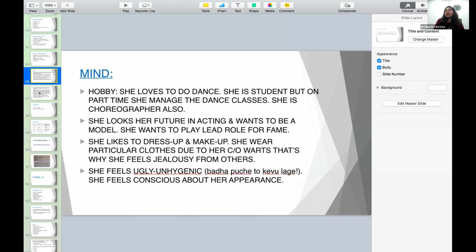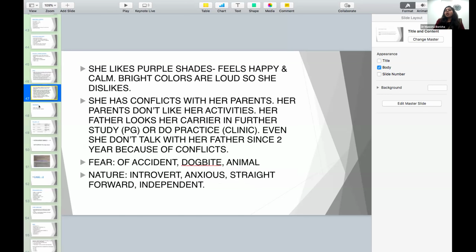That is why she feels jealousy from others. She feels ugly and unhygienic. She feels conscious about her appearance. Next one. She likes purple shades. In purple shades, she feels happy and calm. Bright colors are so loud, so she dislikes them.